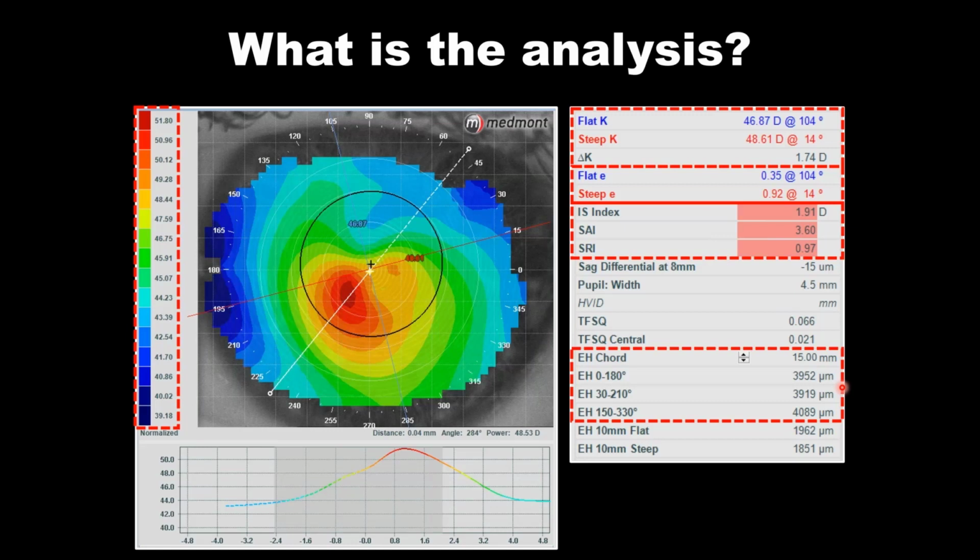And a normal sagittal depth at a 15 millimeter chord is 3,750 microns. So normal corneal height to a 15 millimeter chord, 3,750. This eye is 250 microns higher than the norm.